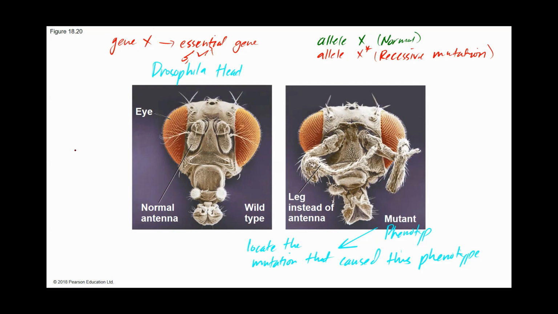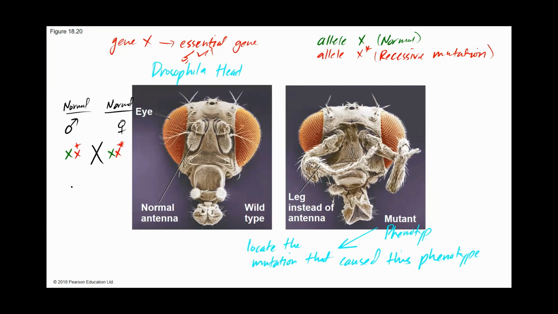So imagine we have 2 heterozygous flies, a male and a female. This is the genotype of both flies. They are heterozygous for gene X. Each one of them will have a normal allele and a recessive allele. But in terms of phenotype, both are normal. Imagine if these 2 flies are mated or bred.